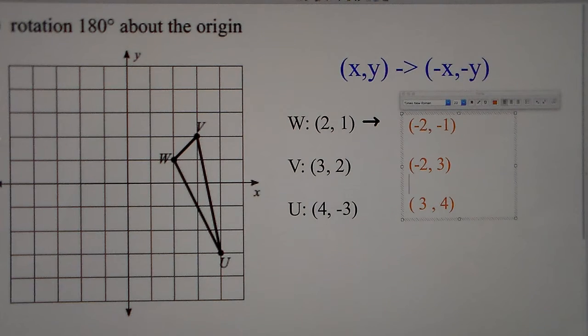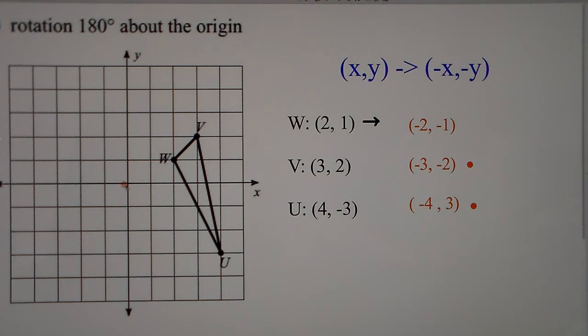V is 3, 2. So it's going to be negative 3, negative 2. U, 4, negative 3, turns into negative 4, positive 3. So those are my 3 coordinates, W prime, V prime, and U prime. So now we're going to plot them.